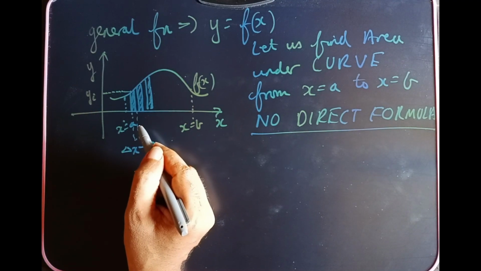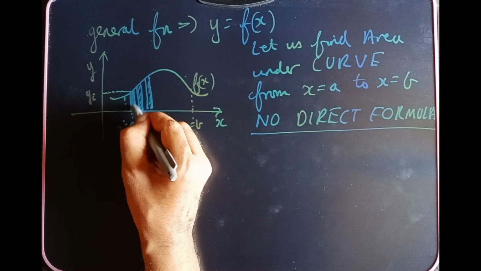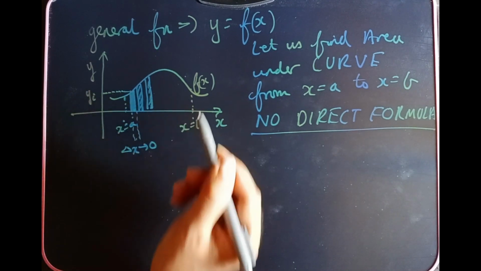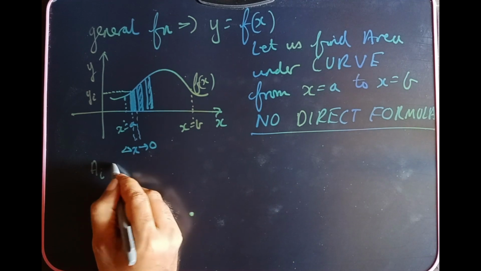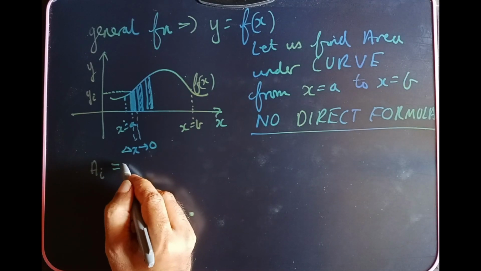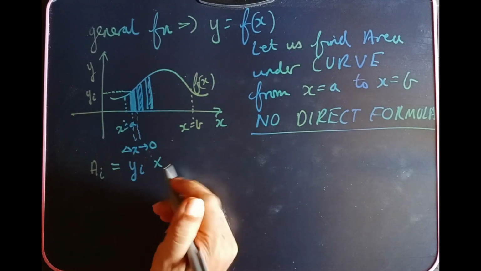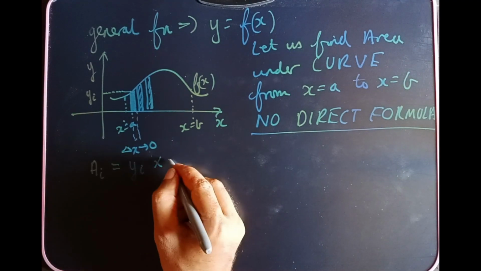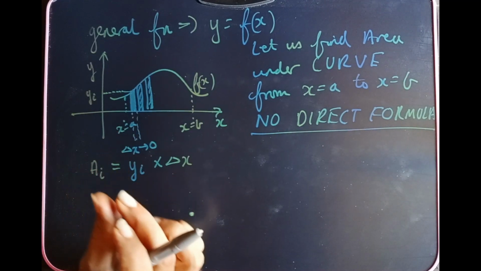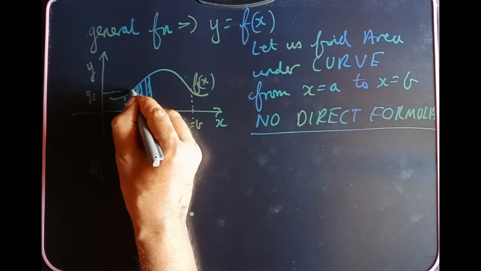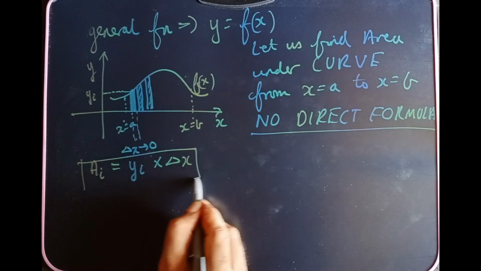So the area of only this strip, which I marked fully, will be given as ai equal to height yi into width, which is delta x. This is like a triangle, no? If it's a very small strip, the top will almost become like a straight line. That's why you can use this formula.